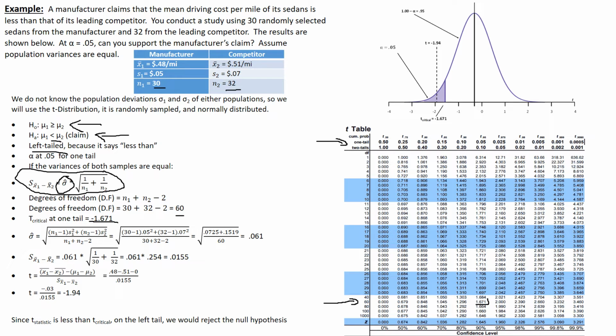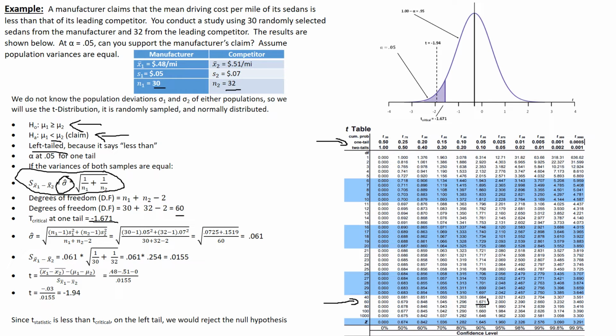So first we're going to find our sigma hat, which is the number of samples of the first one minus 1, times the sample deviation squared, plus the second number of samples minus 1 times the second sample deviation squared, over n1 plus n2 minus 2. So this is a little messy here, not hard, but let's do this.